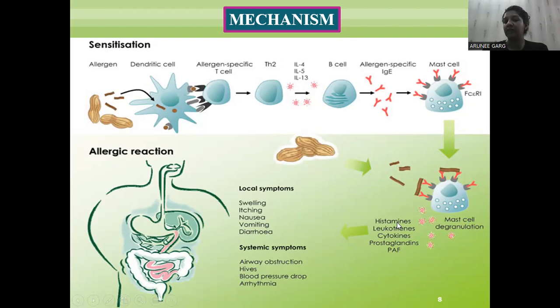The biologically active mediators that are released are histamines, leukotrienes, cytokines, and prostaglandins, which then cause local symptoms like swelling, itching, nausea, vomiting, diarrhea, or systemic symptoms like airway obstruction, hives, blood pressure drops, and arrhythmia. So this is the first exposure to the allergen, and this is the second exposure to the allergen, which is causing the allergic reaction, or the hypersensitivity anaphylactic reaction.